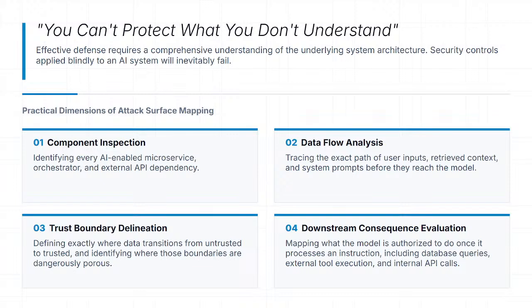Going back to component 3, trust boundary delineation. Understanding all of this is what helps you better protect an AI integrated system. It is what helps you better apply security to AI usage. Just like it is said on the screen, effective defense requires a comprehensive understanding of the underlying system architecture. You cannot apply security controls without understanding how the AI system is configured or built.